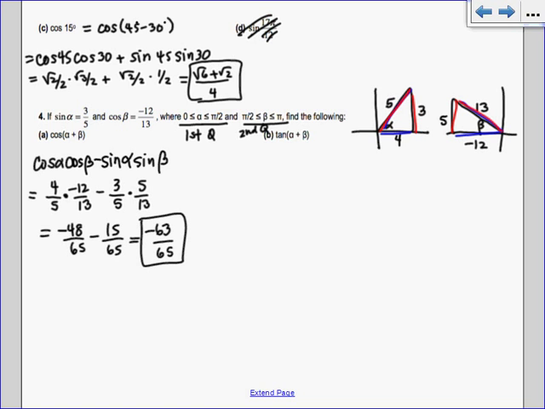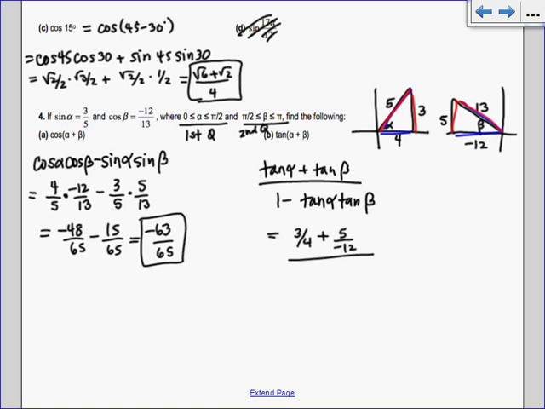And the same thing for tangent of alpha plus beta. It's going to be tangent of alpha plus tangent of beta all over 1 minus tangent of alpha, tangent of beta. And you can find all of it. So tangent of alpha is opposite over adjacent. Tangent of beta is opposite over adjacent. 1 minus 3/4 times negative 5 over 12.